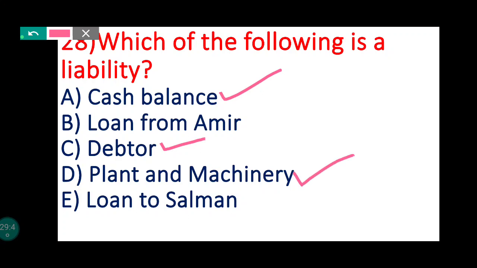Plant and machinery, it is also property, right? It is also one of the properties, a non-current asset. Debtors is a current asset. Plant and machinery is a non-current asset. So here our question is, which of the following is a liability? Now cash balance, debtors, plant and machinery come under asset.